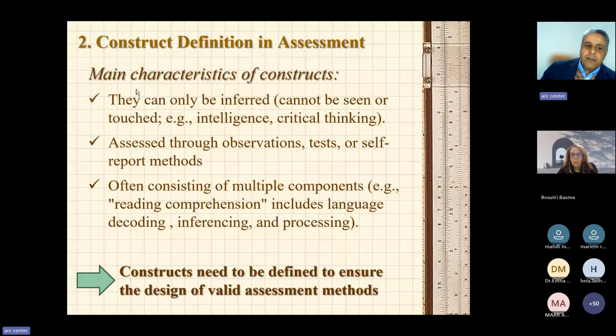The third characteristic is that they often consist of multiple components. Reading comprehension is not just a very simple process. It includes decoding, inferencing, and processing. The reading process starts with looking at a written script, which is decoded with the eyes, and then other processes happen inside the brain. Can we measure those processes? No. We can only give a test to the learner and then see from the score whether those processes are highly developed and functioning appropriately or not.